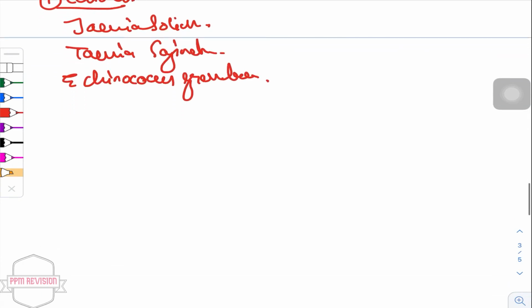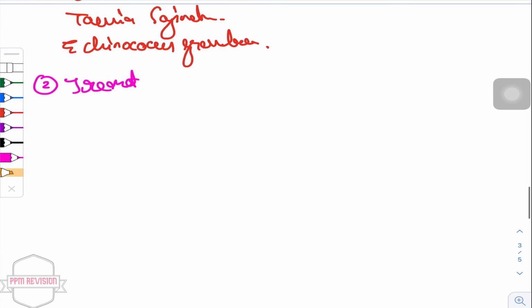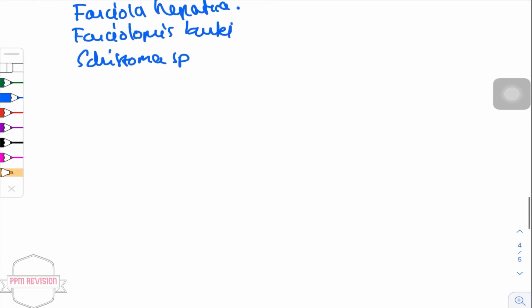And then moving on from the cestodes, there is trematodes. Under trematodes, there is Fasciola hepatica. There is Fasciolopsis buski. There is Schistosoma species, and next there is also the nematodes.